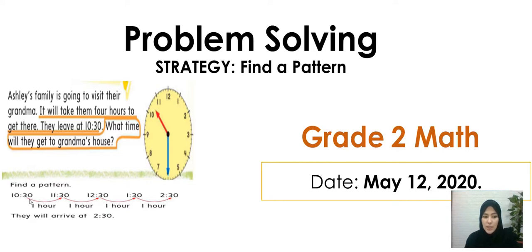So 10:30 plus 1 hour would be 11:30, plus 1 hour, 12:30, 1:30, and 2:30. The question was, what time will they get to Grandma's house? So they will get there by 2:30. The pattern that we followed here was 1 hour.